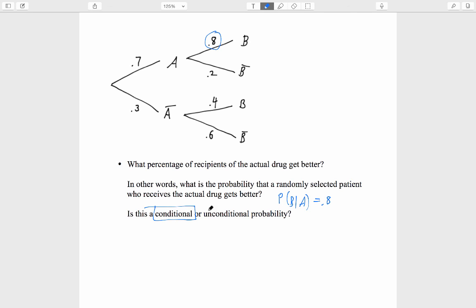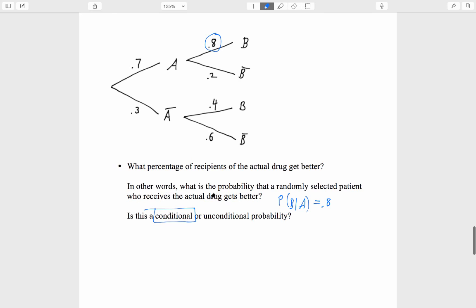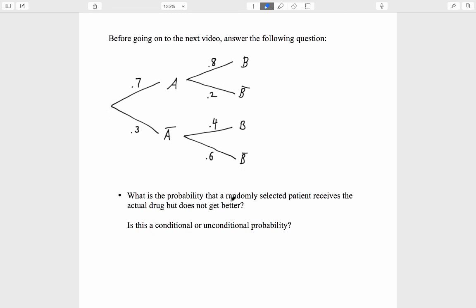If this puzzles you, what's conditional and what's unconditional, go back and compare the wording of the previous problem to this one. This phrasing limits our focus to those who receive the actual drug, and limiting our focus to them asks, what is the probability of getting better?